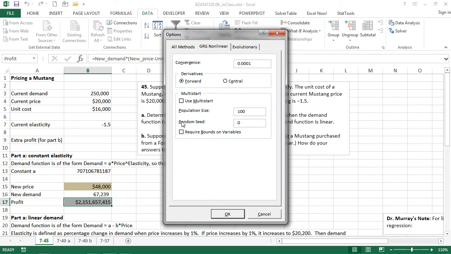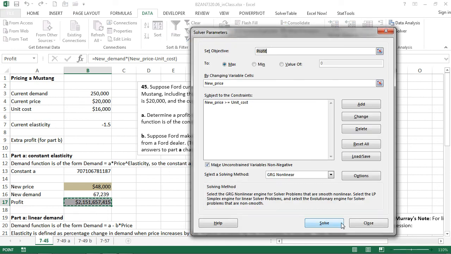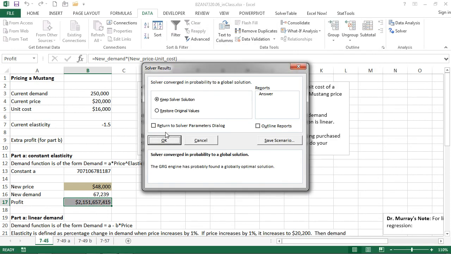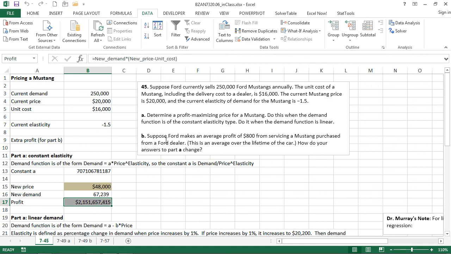Yeah, I could say use multi-start and don't require bounds on the variables, and that'll still solve. But as I suggested to you, sometimes it'll get stuck, and it will just keep going through iterations, and it won't converge on a solution if you don't put bounds on the variables.